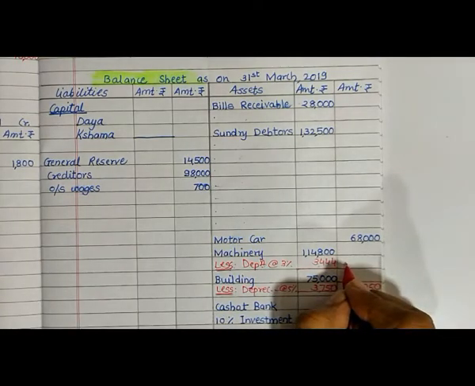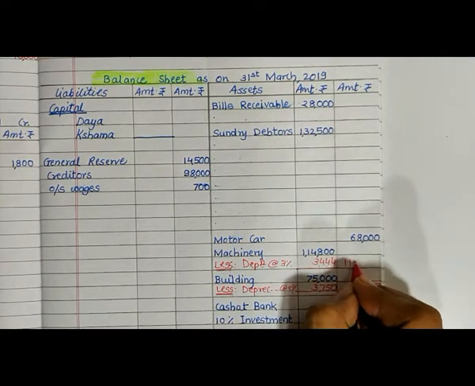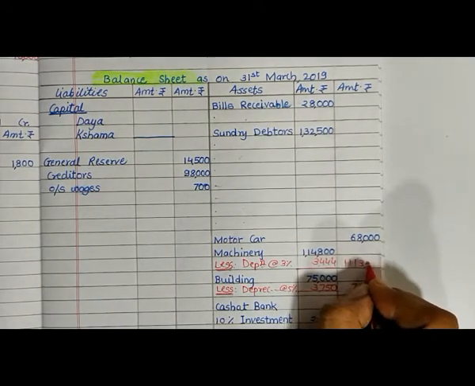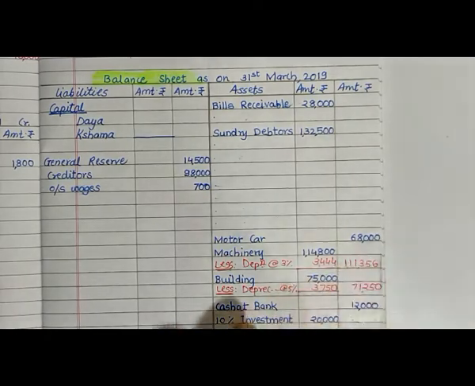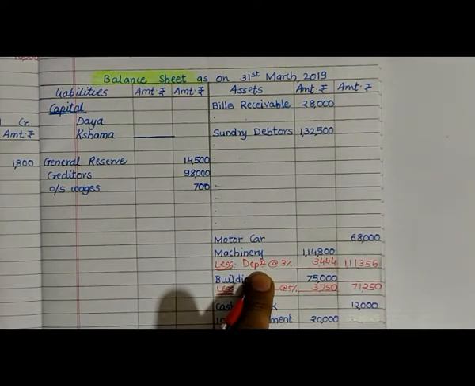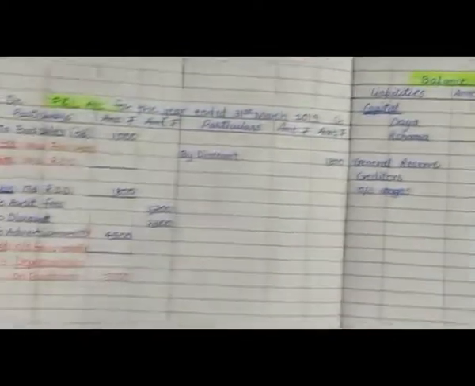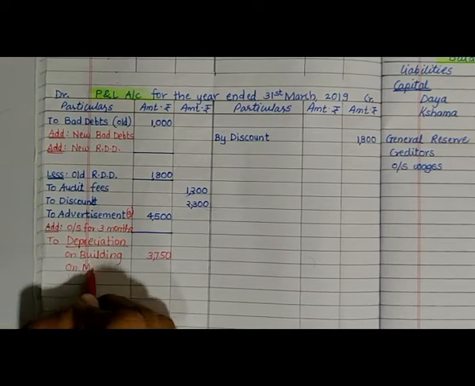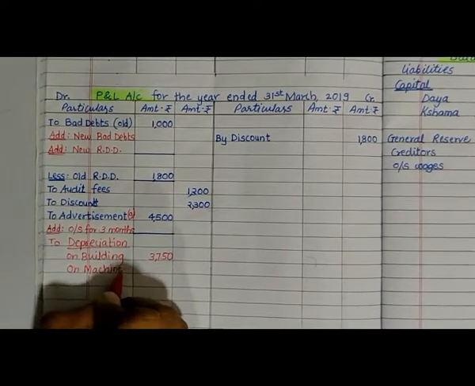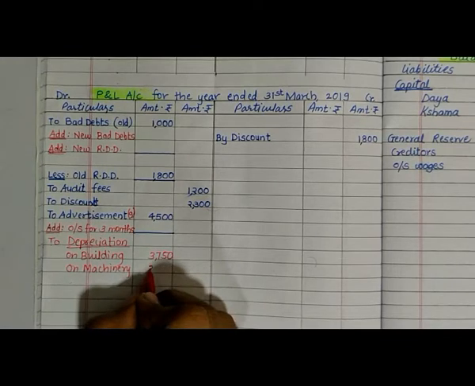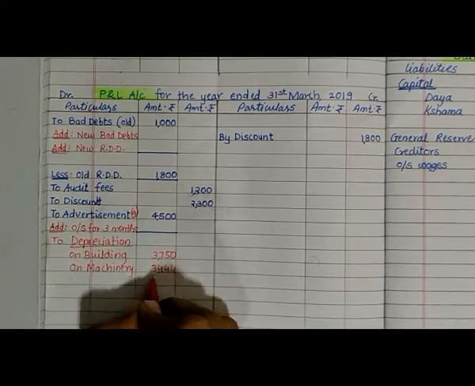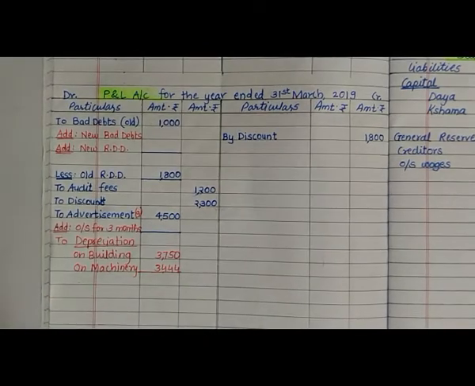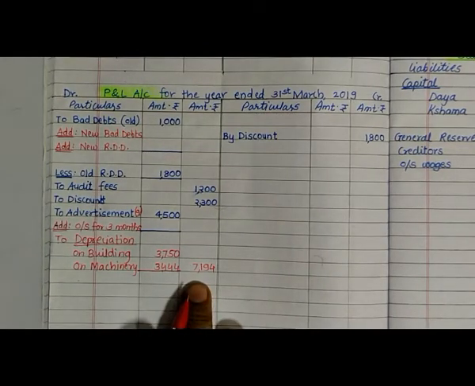And to the outer column, we will write the net amount 1,11,356. And we will record the depreciation on machinery to profit and loss account debit side as depreciation on machinery rupees 3,444. So total depreciation for the year is rupees 7,194.